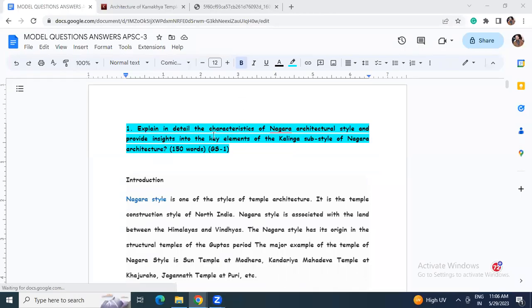Today we are going to begin with the first question of this session: explain in detail the characteristics of Nagara architectural style and provide insights into the key elements of the Kalinga substyle of Nagara architecture.